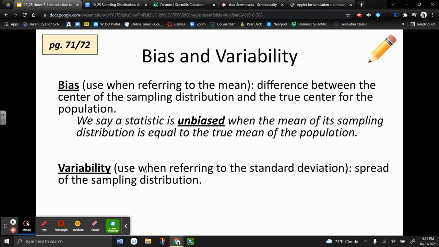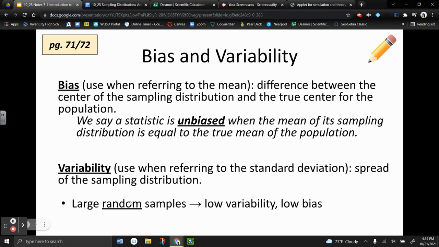We use the term variability when we're referring to the standard deviation. The variability refers to the spread of the sampling distribution. So the main idea here, as we saw in our sampling distribution activity, is that the larger the random samples, the lower the variability and the lower the bias, meaning that the mean of your sampling distribution should be closer to the true mean, and the variability should be much lower. So comparing the standard deviations for n equals 100 versus n equals 25, the standard deviation for n equals 100 should have been smaller because 100 is a larger sample than 25.